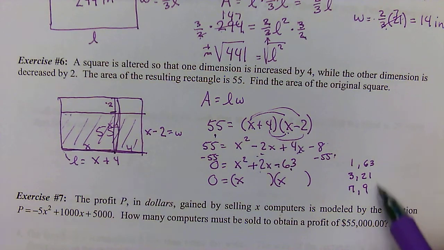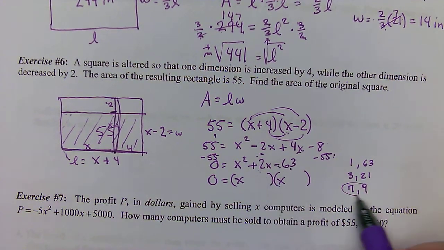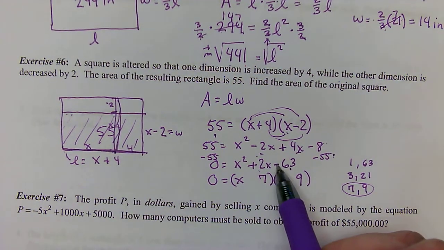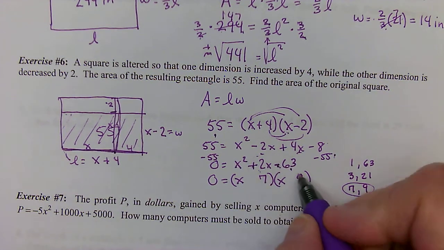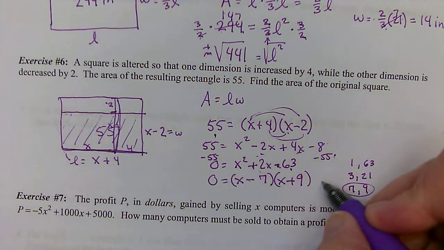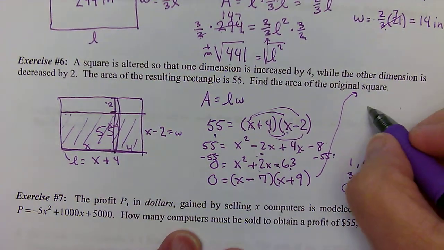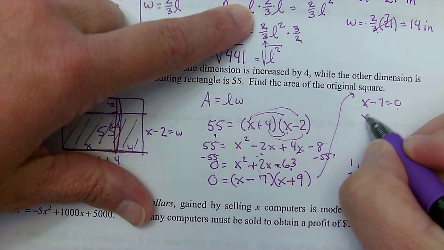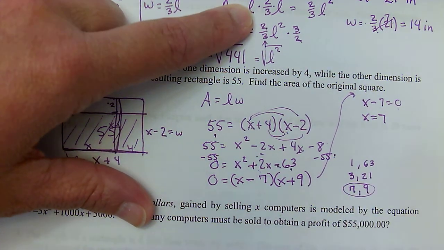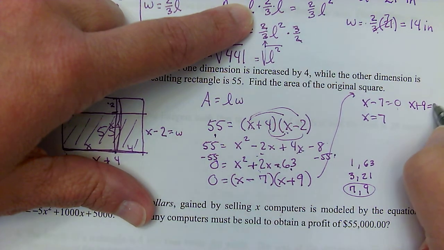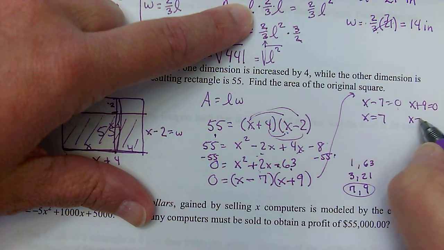And the only pair of these that subtract to give us 2 are the 7 and the 9. They have different signs because of the minus here. The bigger product gets the plus, so that means it's plus on the 9, minus on the 7. So when we set x minus 7 equal to 0, we add 7 to both sides to get x equals 7. And we set x plus 9 equal to 0. We subtract 9, we get x equals negative 9.